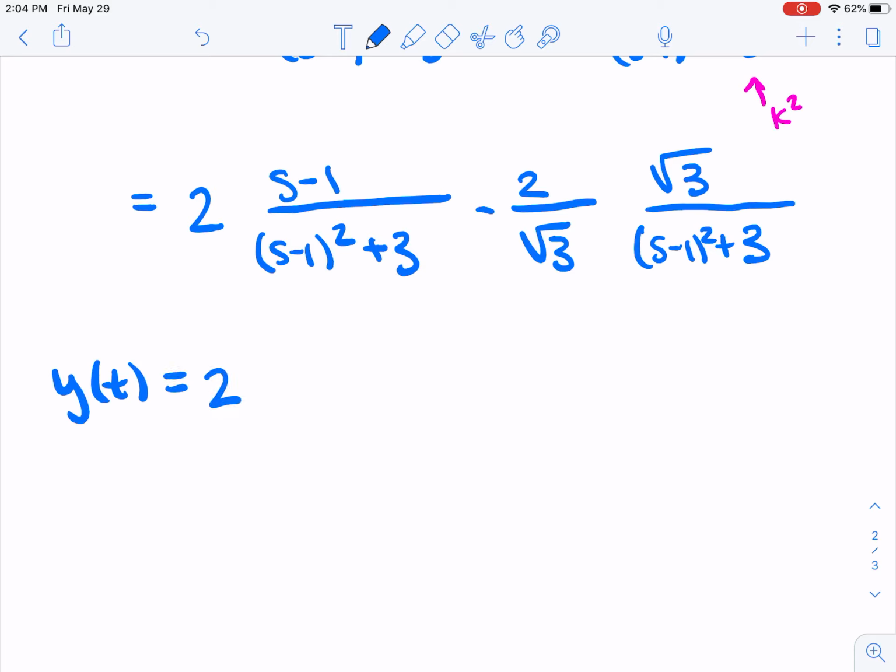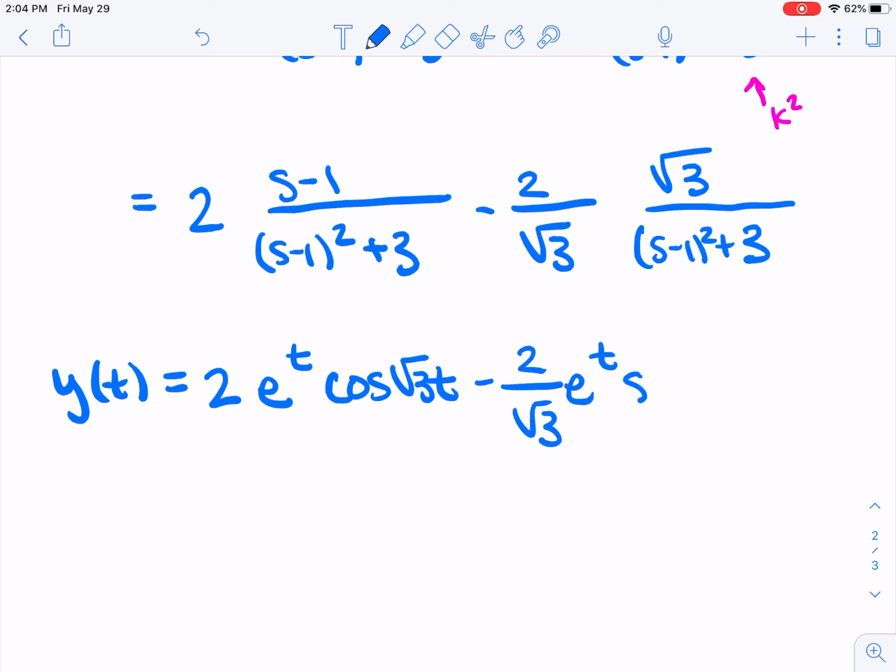So we have a 2 times e to the t times cosine of the square root of 3 times t, minus 2 over root 3 times e to the t sine of square root of 3 times t. That's the solution of our differential equation. We've seen solutions like this back in chapter 4, and we could do this problem with techniques from chapter 4, but we've done it now with techniques from chapter 7 with the Laplace transform.